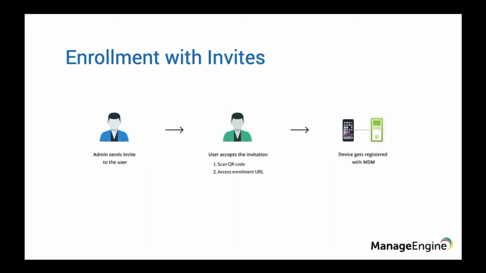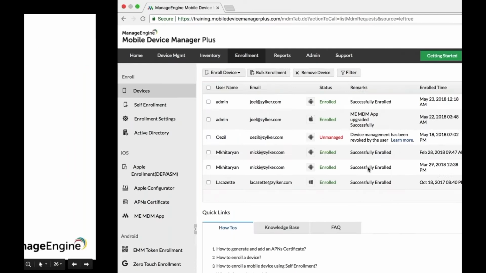Now, this is how enrollment by invites actually is done in MDM. Firstly, the IT administrator sends an invite to the user. The user then accepts the invitation, scans the QR code that is present, and after scanning, accesses the enrollment URL. Once he accesses the enrollment URL, all he needs to do is to follow the on-screen instructions, after which the device gets enrolled with MDM.